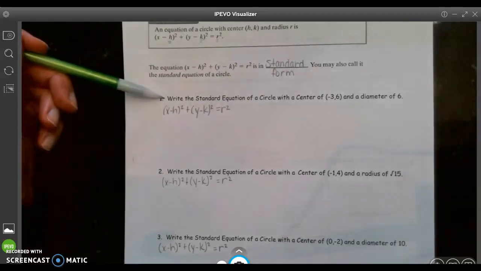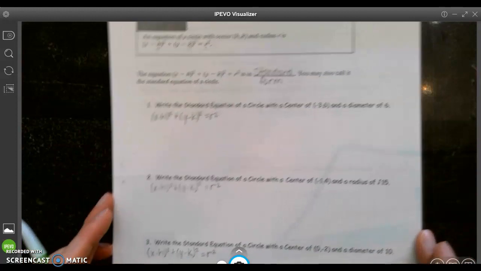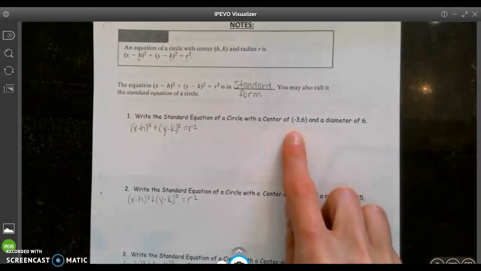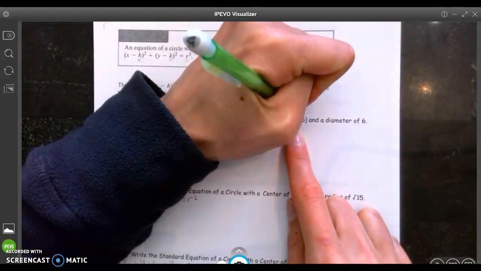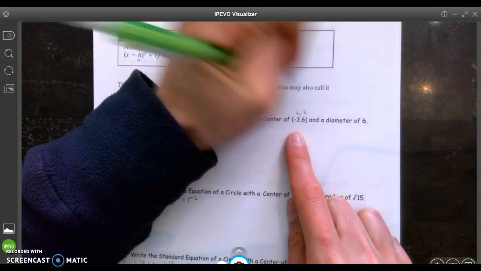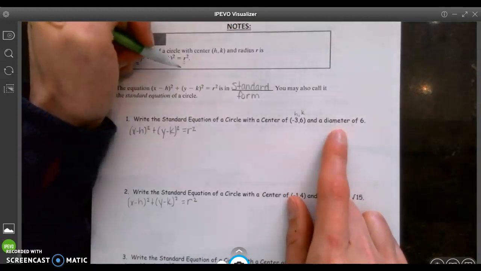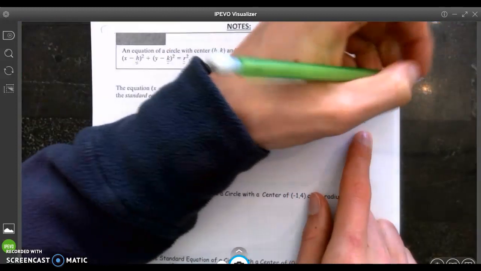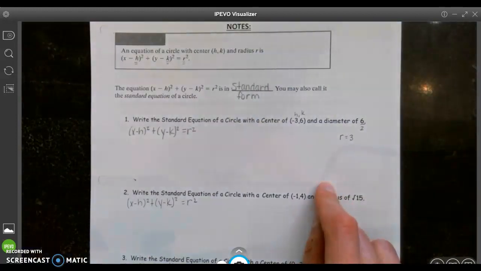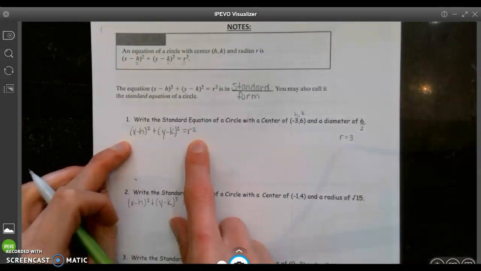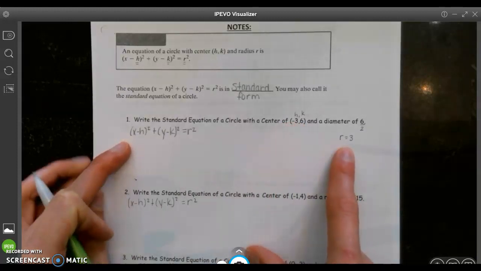So we're going to write the standard equation of a circle with the center (-3, 6) and the diameter of 6. If our center is (-3, 6), we go back up here and look at the center (h, k). So we're going to call our -3 h and our 6 k. And then it says a radius of r, but we're given the diameter. So to find the radius, we divide that diameter by 2, and our radius is going to be 3. Then we use our formula for the standard equation of a circle, and we're going to plug in h, plug in k, and plug in r.